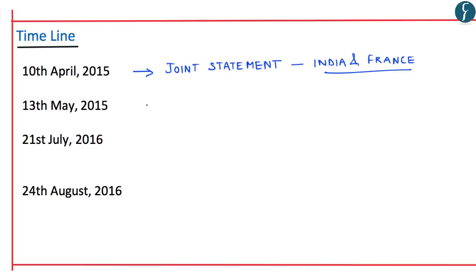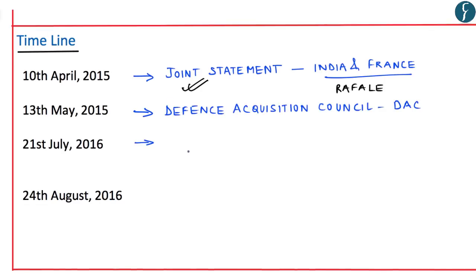So after the visit of our Prime Minister in France, a joint statement was issued both by India and France with respect to the purchase of Rafale aircrafts. On 13th May 2015, this particular deal was approved by the Defence Acquisition Council. Now after the approval by Defence Acquisition Council, an Indian negotiating team was formed and sent to France, and this Indian negotiating team submitted its report which was signed on 21st July 2016.